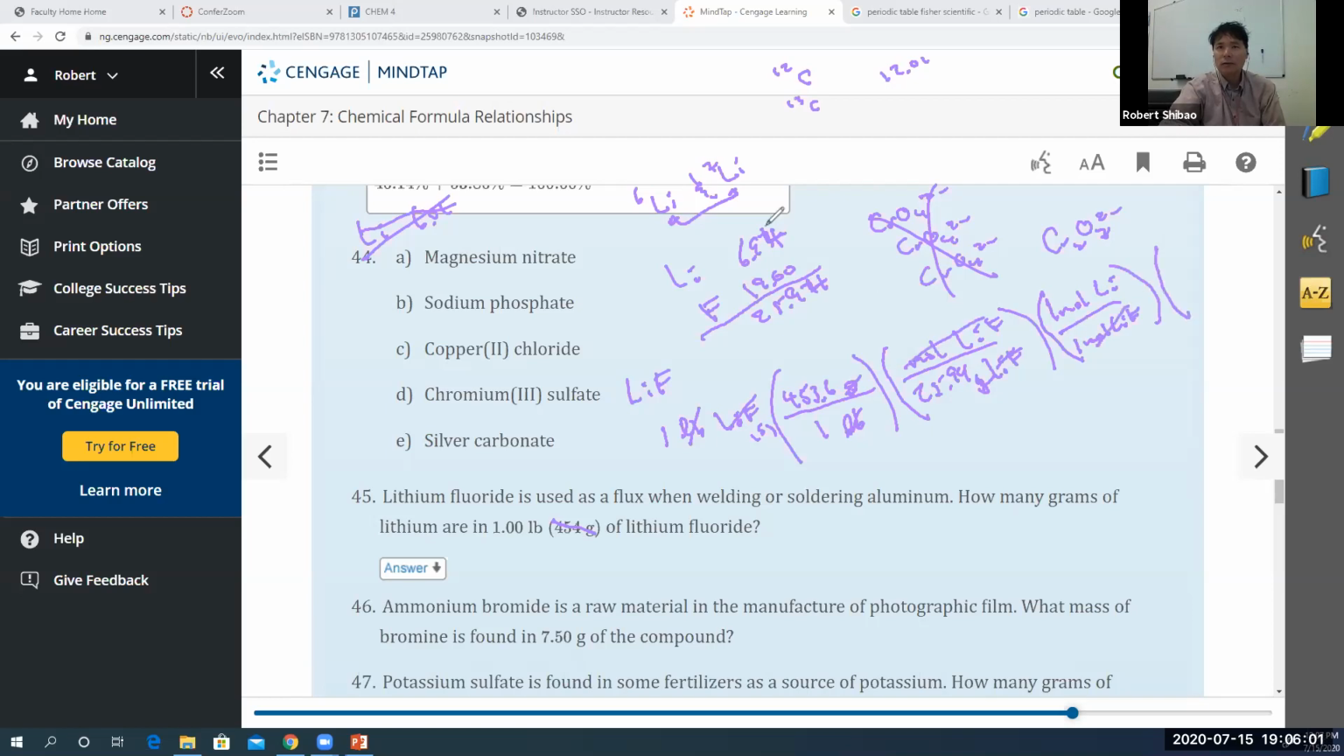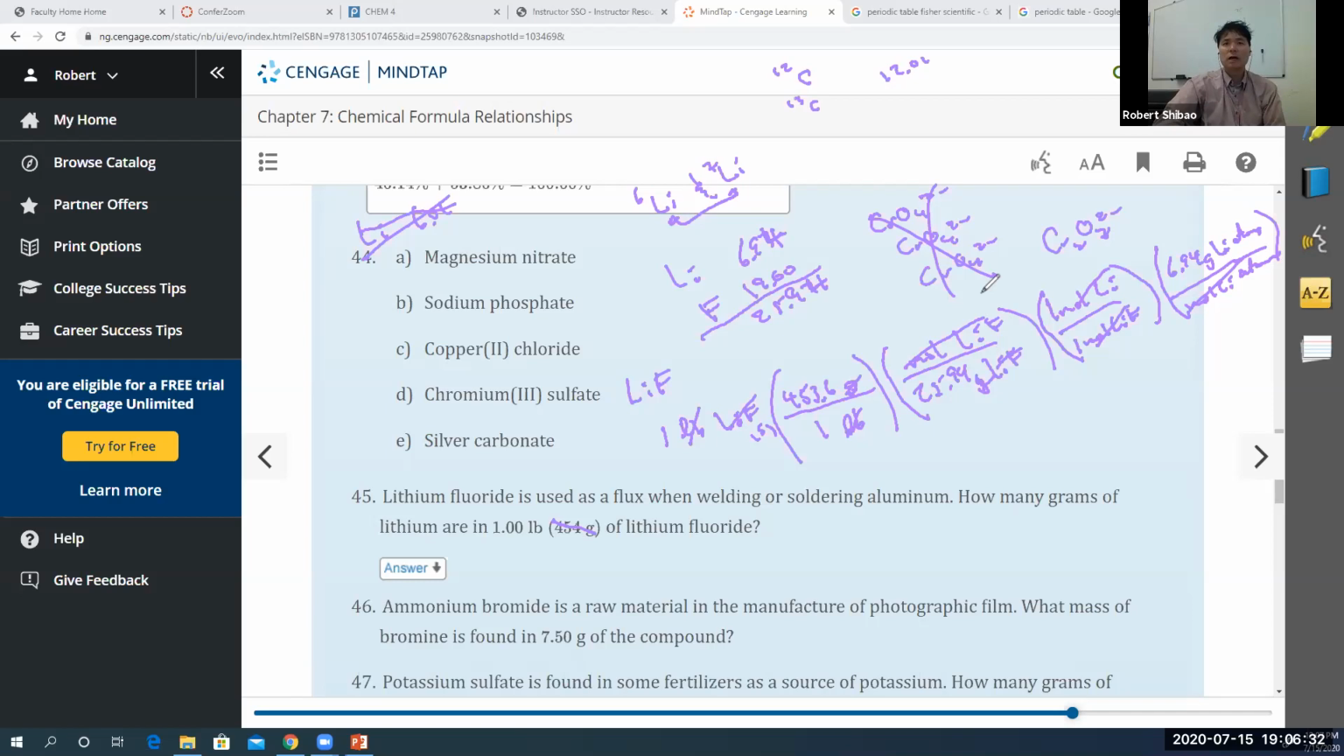Then I know the average mass of lithium atoms: there's 6.94 grams of lithium for every mole of lithium atoms. Now the moles of lithium cancels out the moles of lithium and gives me grams of lithium. So this tells me how many grams of lithium I have once I do the calculation.